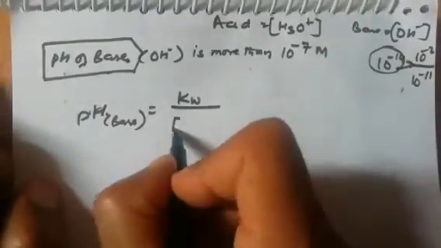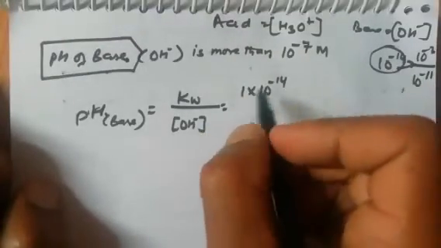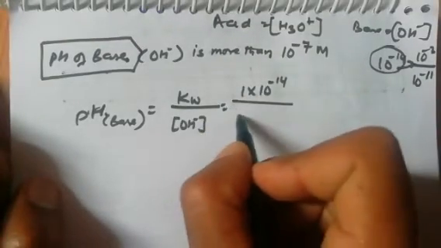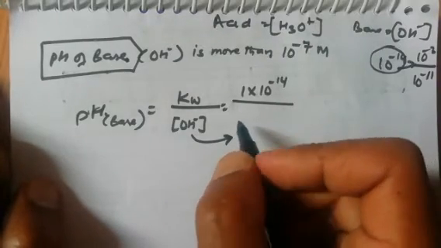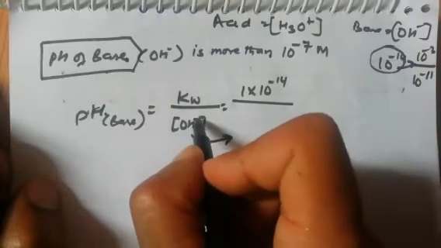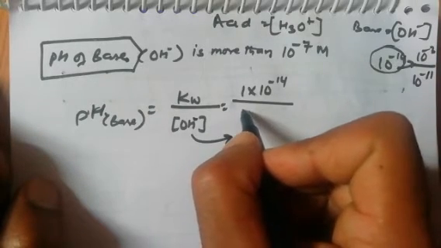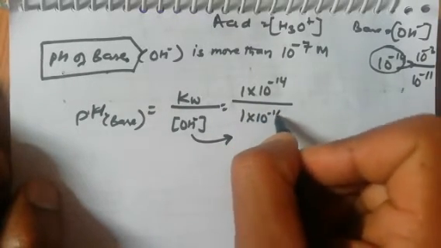If we are calculating the pH of any base, there is a very simple formula: Kw upon the OH negative ion. Kw's value is 1 into 10 raised to minus 14, and the OH value is whatever value is given. Suppose the value of the acid is given as 1 into 10 raised to minus 6.